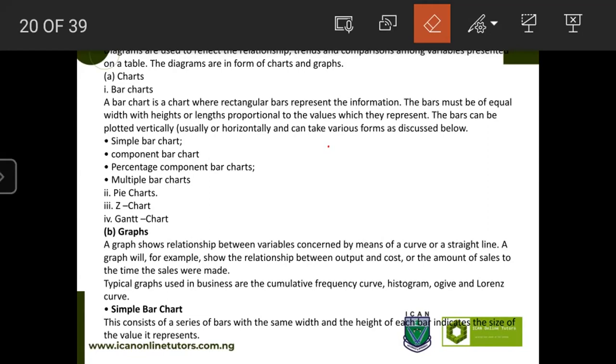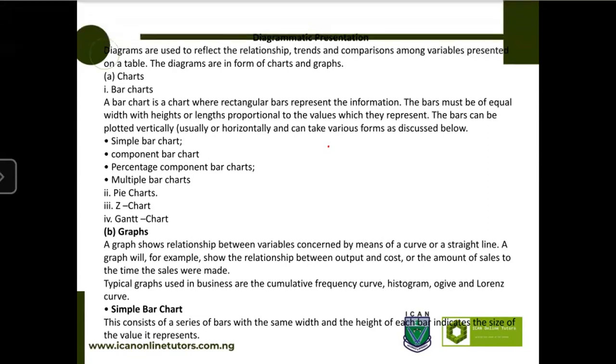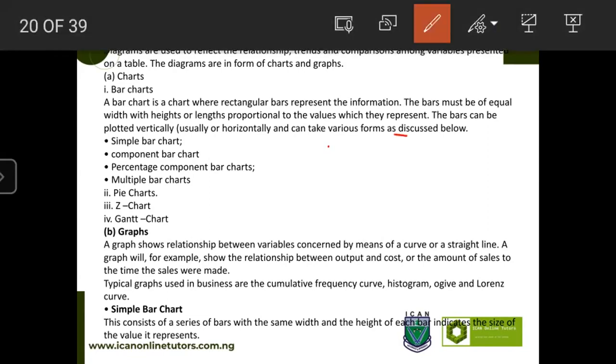After the bar chart, we also have what we call pie chart. Pie chart looks like this. This is cake, this is bread, and this is wheat. Bread is 50%, this is 30, this is 20. This is what you call pie chart.